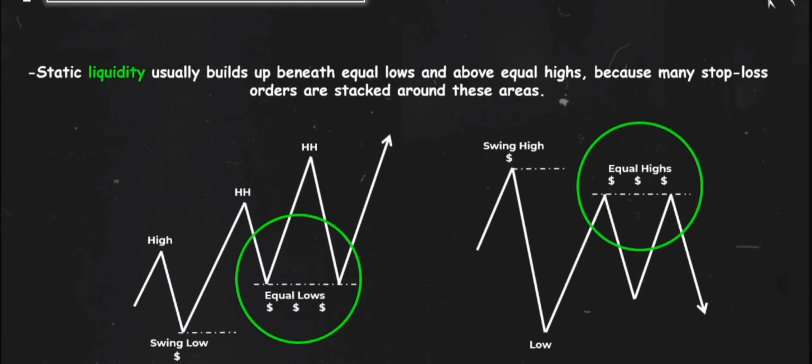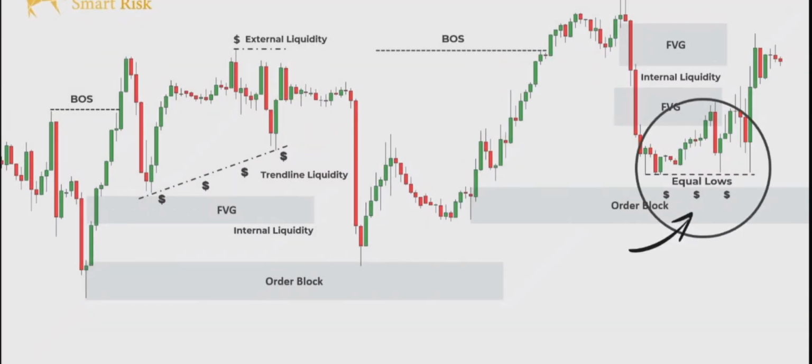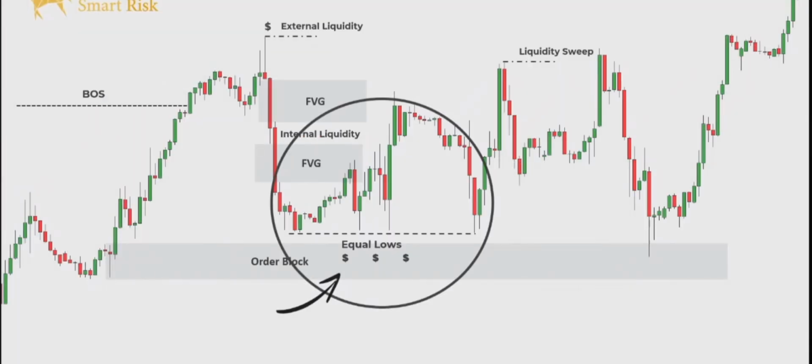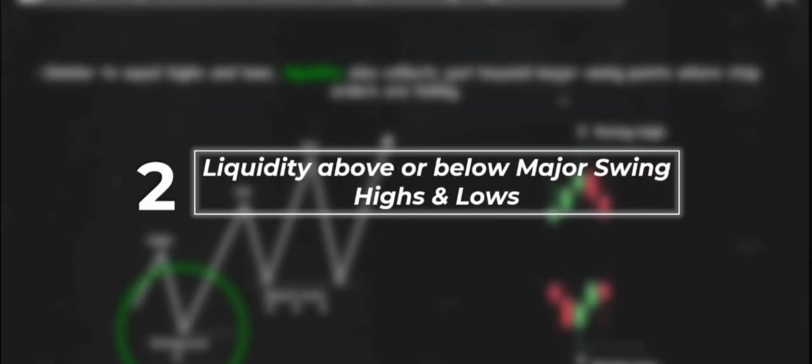Static liquidity usually builds up beneath equal lows and above equal highs, because many stop-loss orders are stacked around these areas. These zones become prime targets for liquidity sweeps before the market makes a reversal. Number 2. Sell-side and buy-side liquidity, above or below major swing highs and lows.